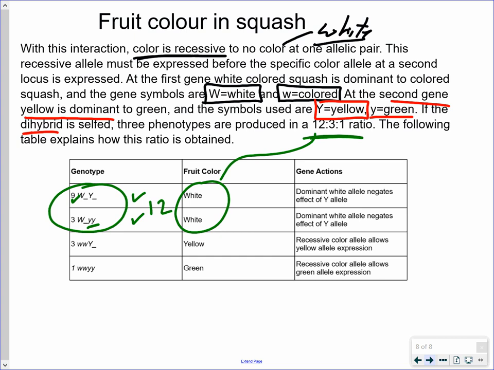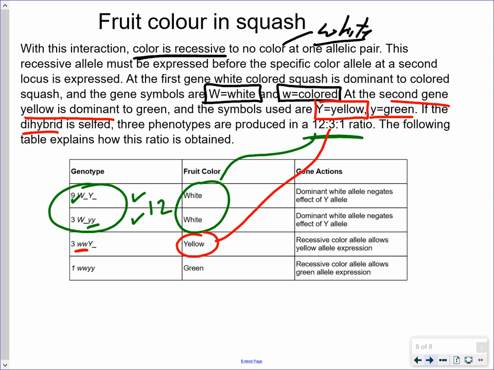How do you get the yellow coloration? Well, yellow again is dominant, so all you need is one capital Y, but you can't have a capital W. They have to be lowercase w's to get any color other than white. So if we have two lowercase w's and at least one capital Y, that's where you get the yellow. So that's going to be the 3.